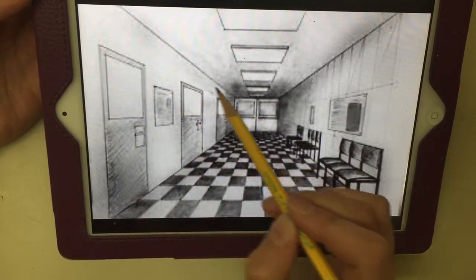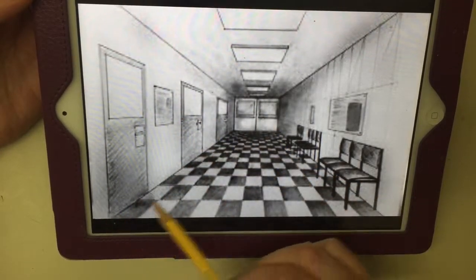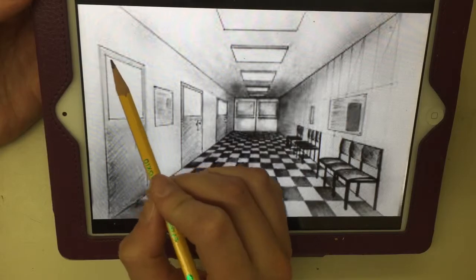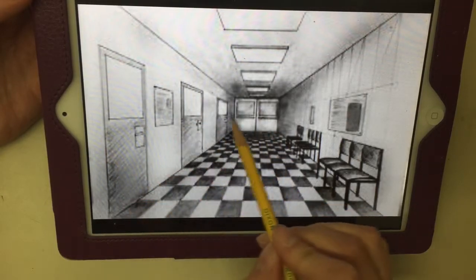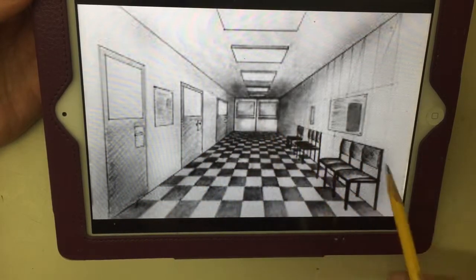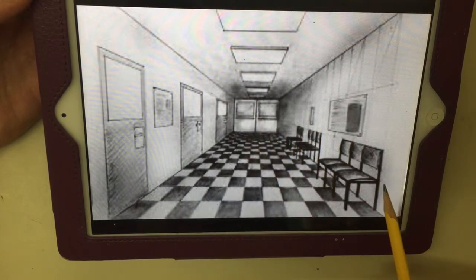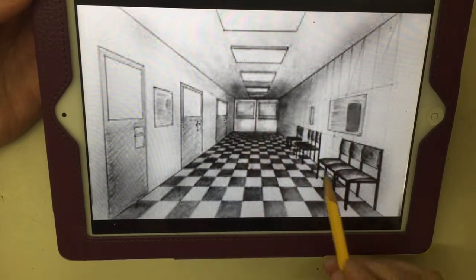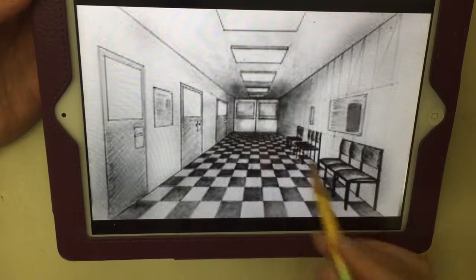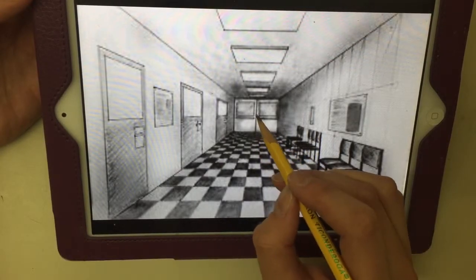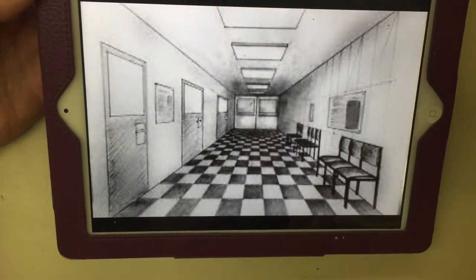All these lines on top of the doors meet up there, bottom of the doors, and even inside the doors, the windows, they all meet up. The tops of the chairs, the bottoms of the chairs all meet up. If those lines were to continue forever, they would meet up with that vanishing point out there.